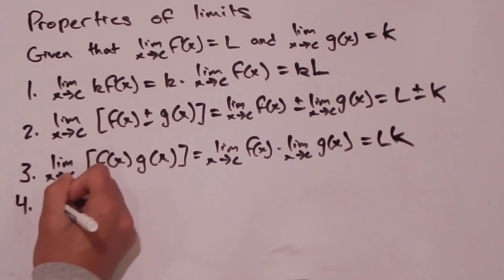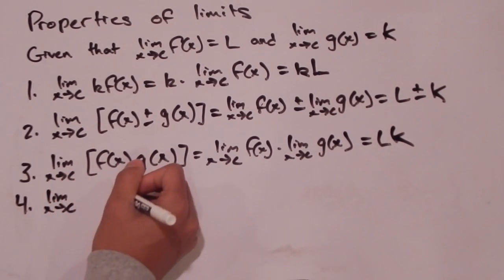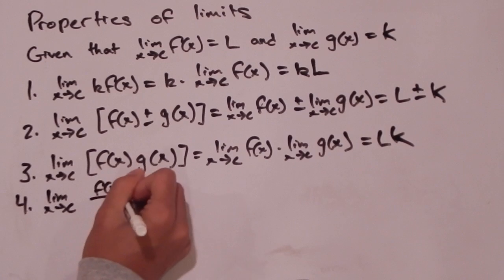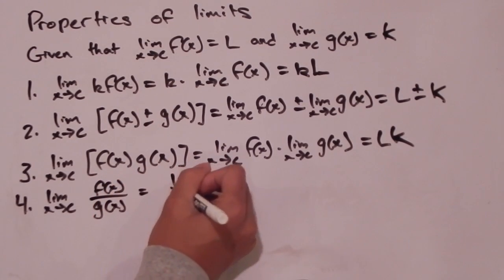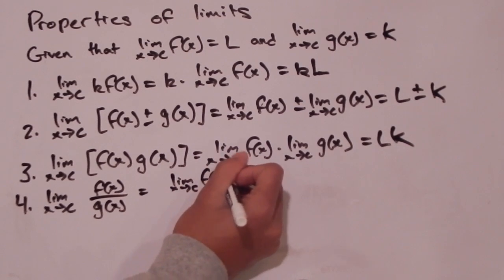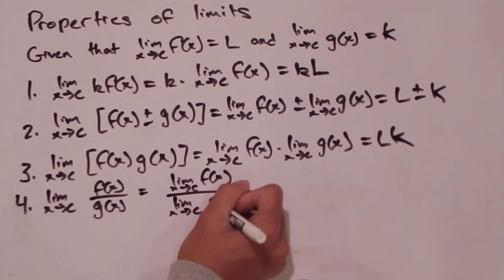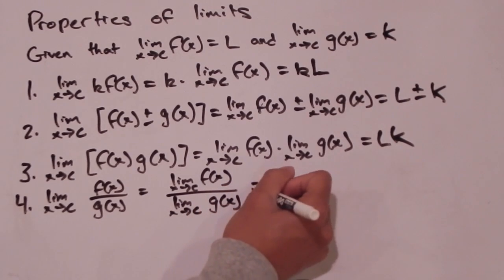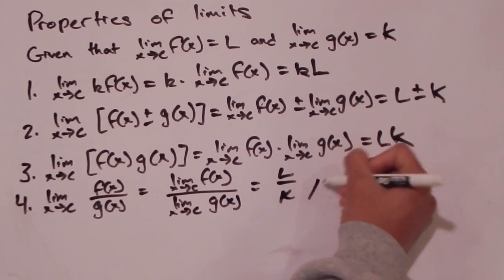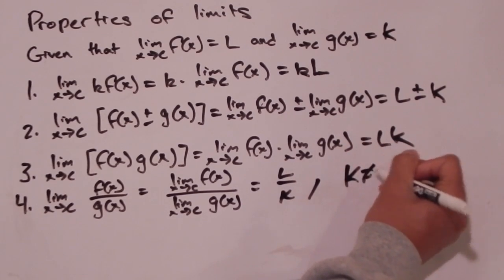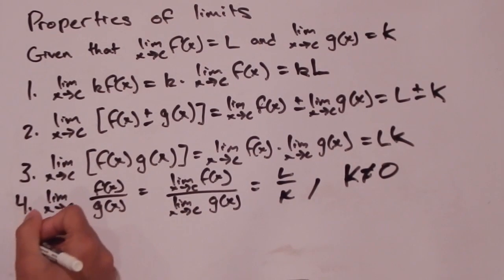Fourth is that the limit as x goes to c of f of x over g of x is equal to the limit as x goes to c of f of x over the limit as x goes to c of g of x. And this is going to equal L over k, but obviously provided that k cannot equal 0, because we know we can't divide by 0. So this property is only true when k does not equal 0.